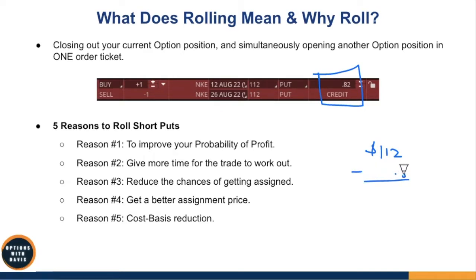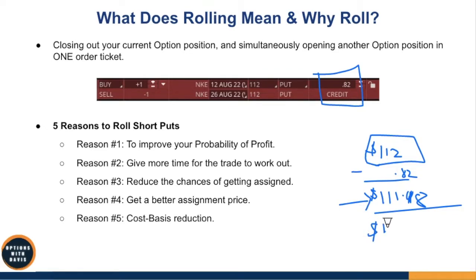So you minus 0.82, so this gives you roughly an average price of 111.18, right? So if you had not received this credit at all, you'd be going long at this price. But imagine if you could keep rolling it down, and each time you get a credit, this will reduce the cost basis of this price until you could even get all the way down to maybe 110 or even lower.